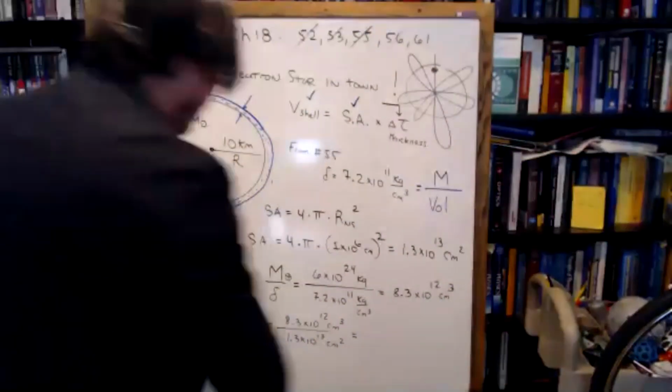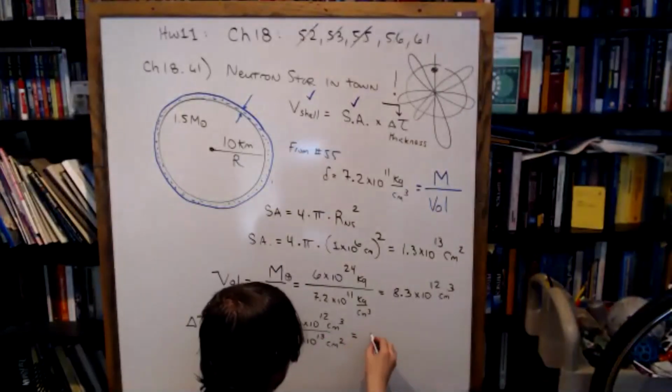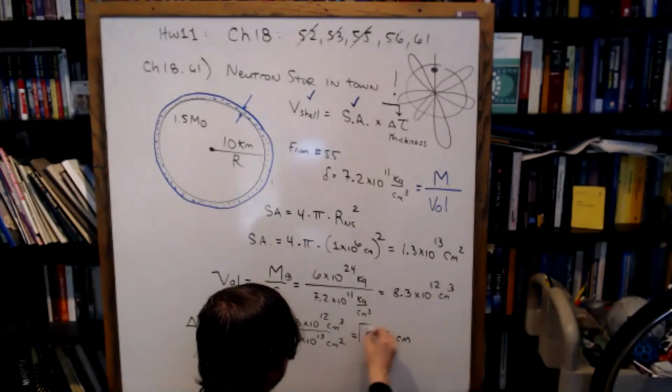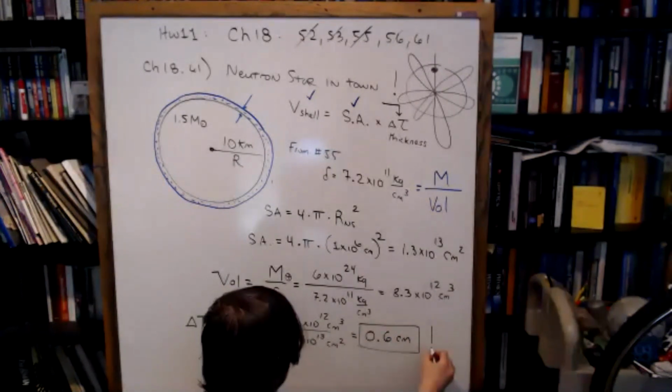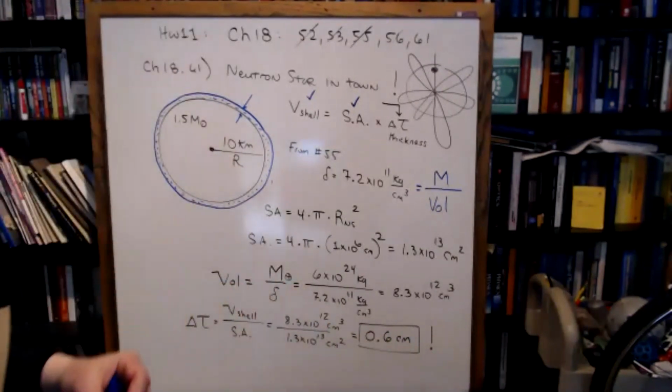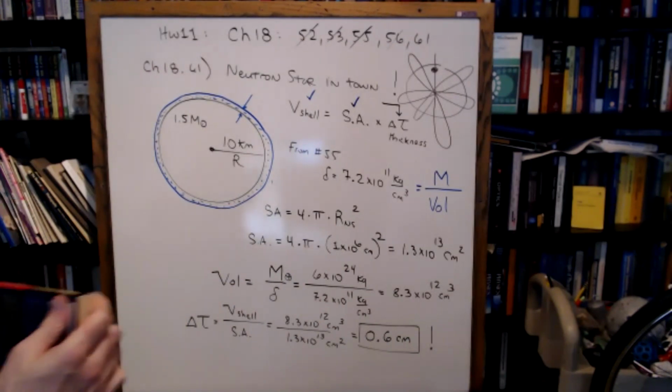Okay, hold on. The final answer. That's what all of Earth would be reduced to. That's sad. A layer of neutron crust, half a centimeter thick on the surface of a neutron star.